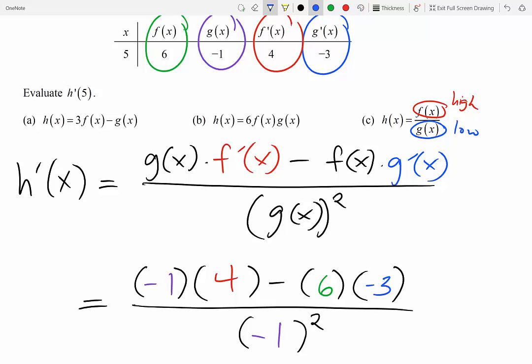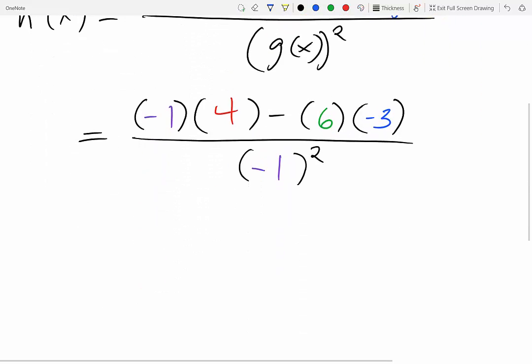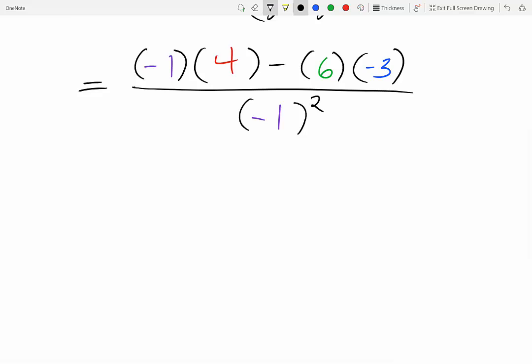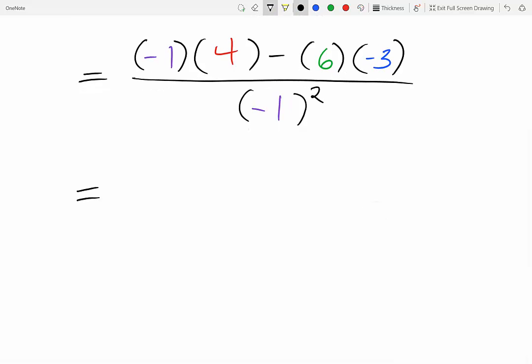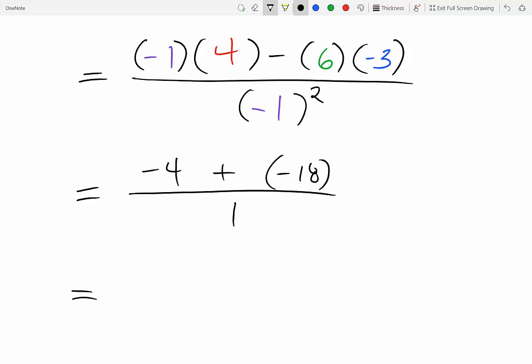So again, with these types of questions, just double check to make sure that you used all 4 of those numbers in the table at least once. So now the question comes down to calculating correctly, as it always does. So we'll get a quotient of negative 4 minus a negative 18, all divided by a positive 1. That'll give us a negative 4 plus 18, which is actually going to give us a 14 divided by 1. So of course our final answer is 14.